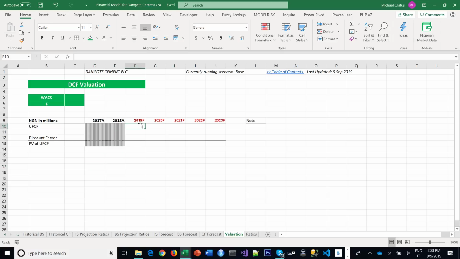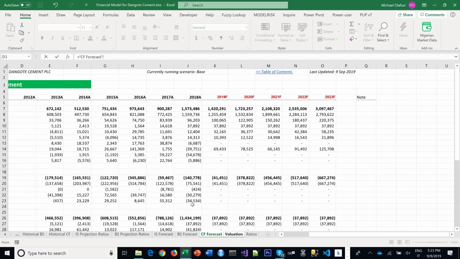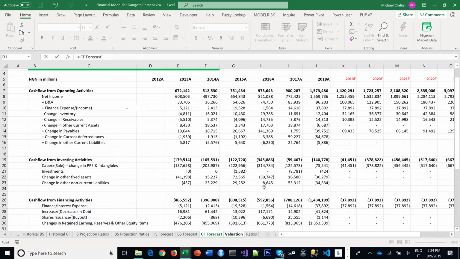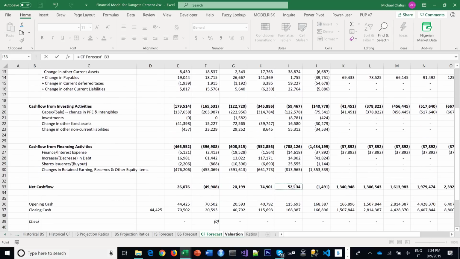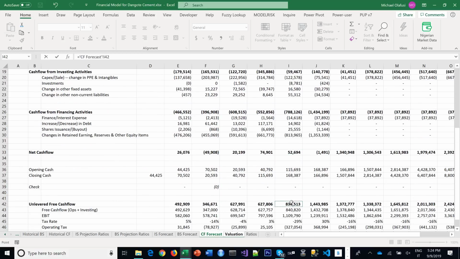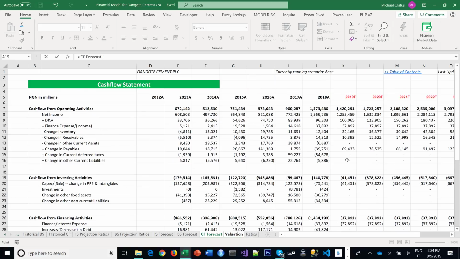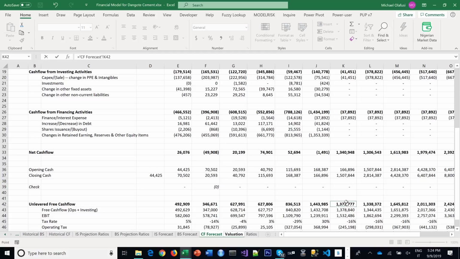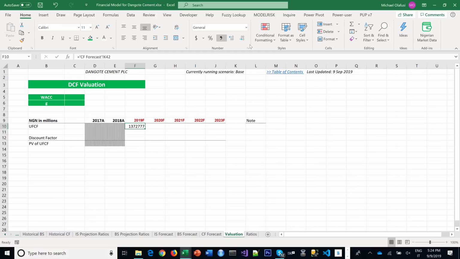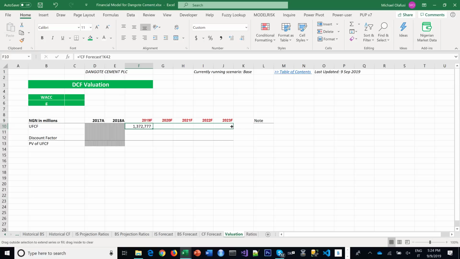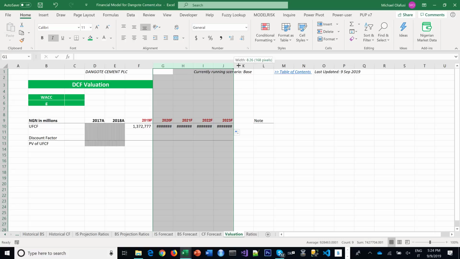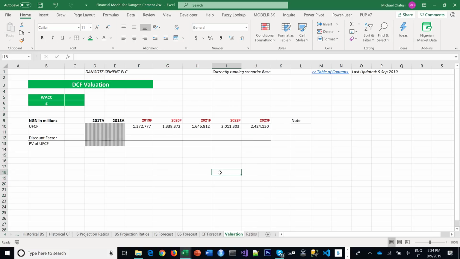Okay, I can go bring in the unlevered free cash flow starting from here. From 2019, this is it. 2019. And then I drag into the future. Okay, so this is it.